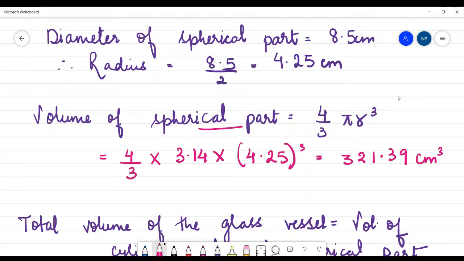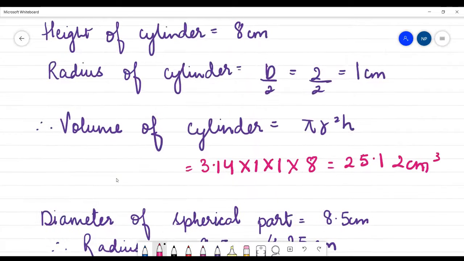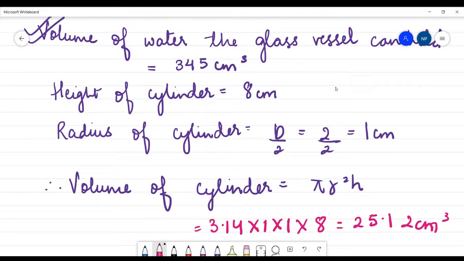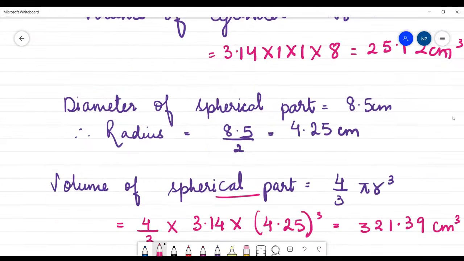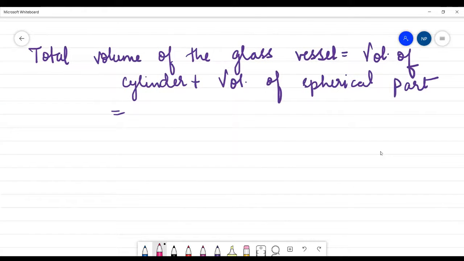Now the total volume will be what? Addition of the volume of the spherical part of the vessel plus volume of the cylindrical part of the vessel. On adding these two, let us see whether it matches with the child's calculation or not. The volume of the cylinder is 25.12 centimeter cube, followed by volume of spherical part, 321.39 centimeter cube.